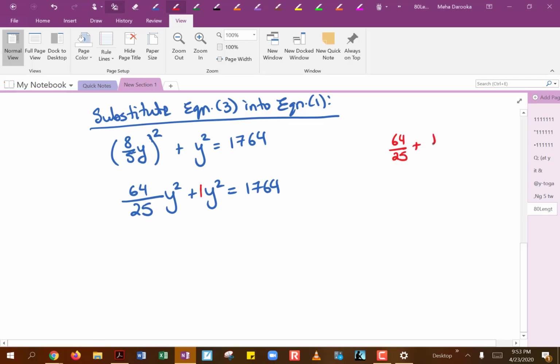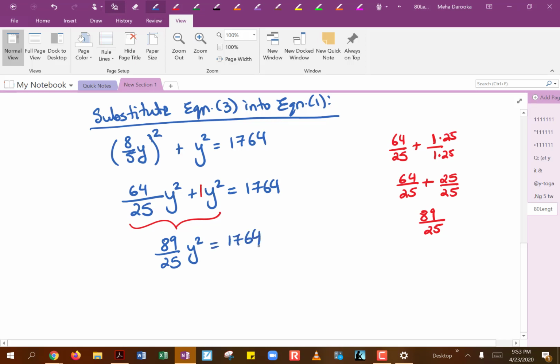64/25 with 1. And again, it will help to write it as 1/1, which means we need to find a common denominator. In this case will be 25. So we'll end up getting 64/25 will stay the same. This will become 25/25, and now that we have a common denominator, we can add 64 with 25, which will end up giving us 89. So this here, once you combine your like terms, will end up becoming 89/25 y squared equals 1764.